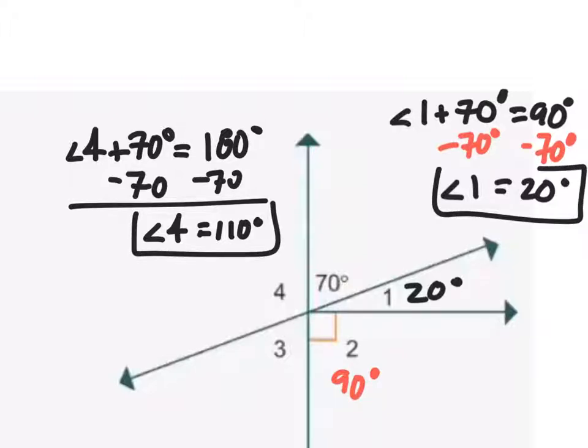And that's it. The other thing I could say here is that this is 110 degrees. I also know that these two angles here are vertical angles. They are across from each other. So I know that these two angles are congruent. I know that angle 3 is 70 degrees, so I could have set up an equation here.